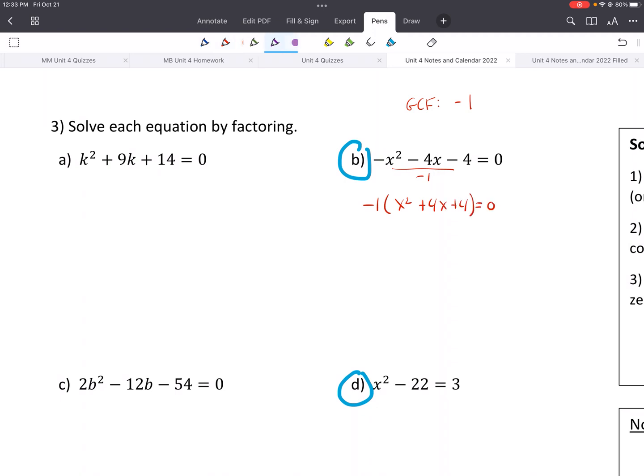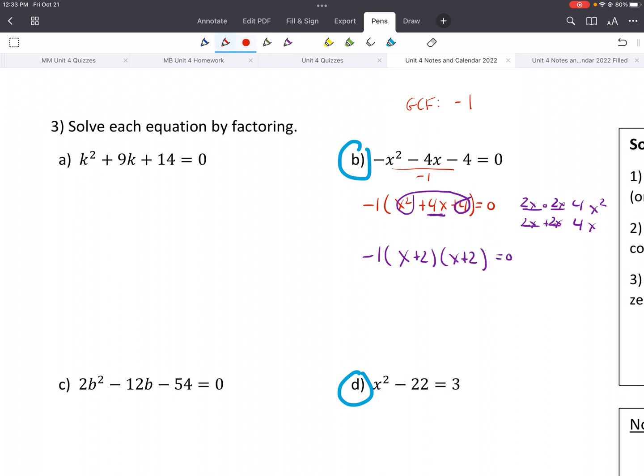And then we could do glasses. So we'd figure out what multiplies to 4 and adds to 4. Okay. So that would have to be what? 2x and 2x. And then we could use the shortcut. So we got -1, x plus 2, and x plus 2. And then we could use the zero product property.